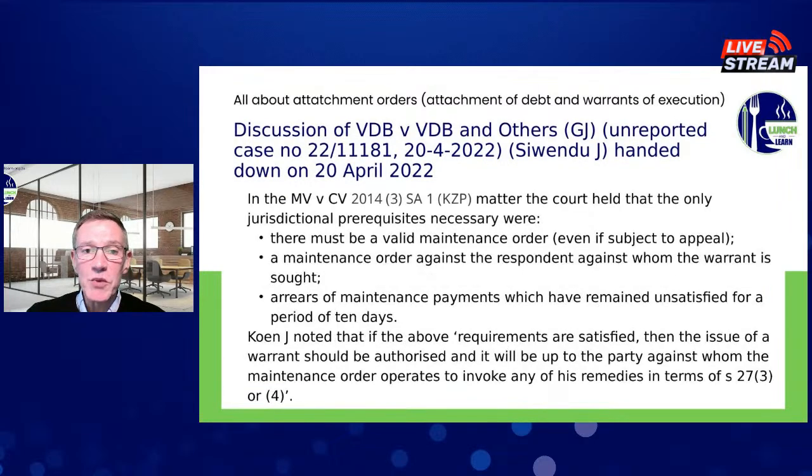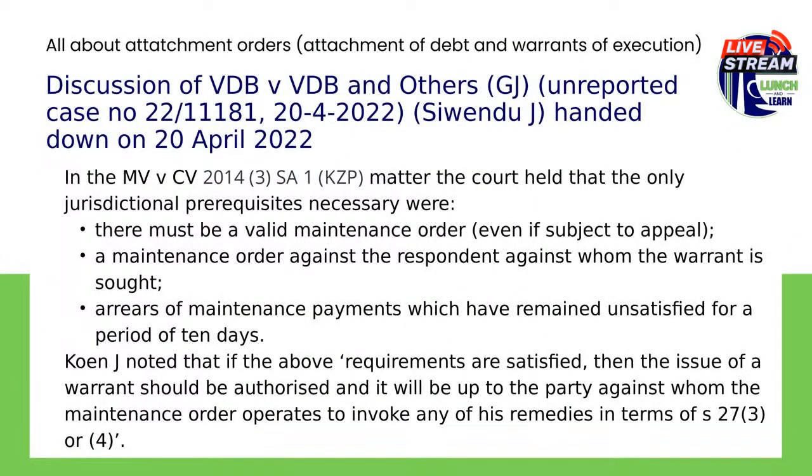What transpired in this case, which was quite interesting, is that in the VDB case, the judge referred to MV versus CV, a 2014 case. This case is also available under the resource section that you can download. This was a matter that was dealt with in KZN, and the court held that the only jurisdictional prerequisites necessary were that there must be a valid maintenance order, even if it's subject to an appeal, that the maintenance order should be against the respondent against whom the warrant of execution is sought, and that there should be arrears of maintenance payments which have remained unsatisfied for a period of 10 days.